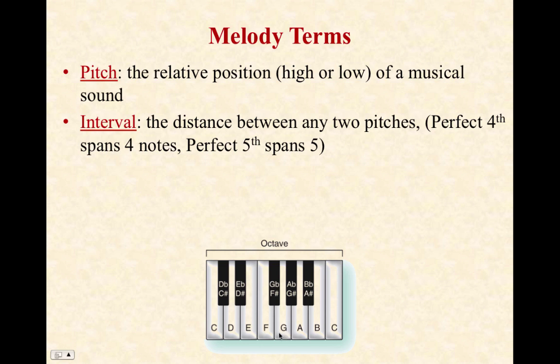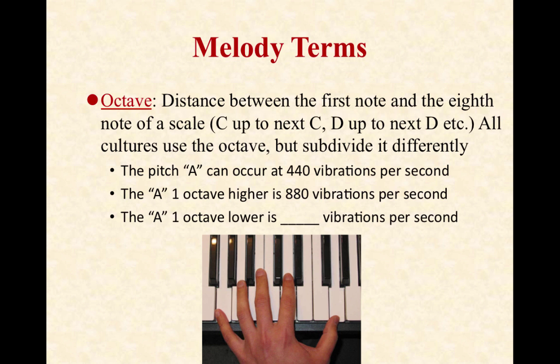Cultures around the world use the octave, but they divide it very differently depending on the music. So the pitch A can occur at 440 vibrations per second. That would be the A above middle C, kind of the middle range in the piano.